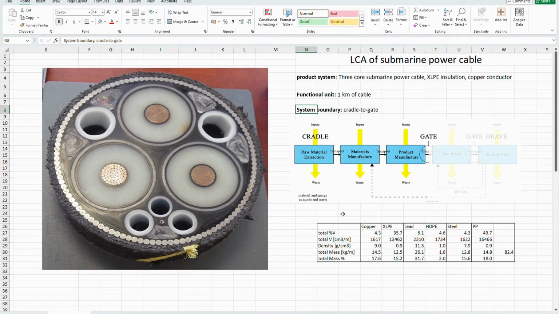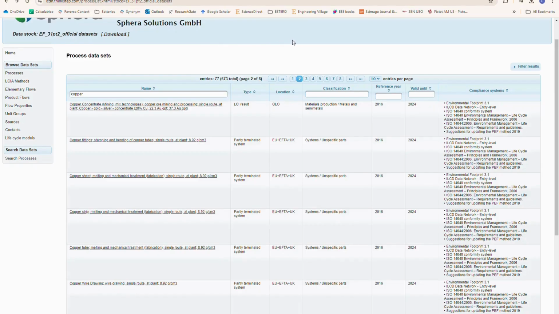From the datasheet, we collect the information regarding the materials composing the 3-core submarine power cable. Then we have to proceed with the second phase of the life cycle assessment methodology. The second phase consists of the inventory of the input and output related to the raw materials, transport, and so on, regarding the production of 1 kilometer of cable.